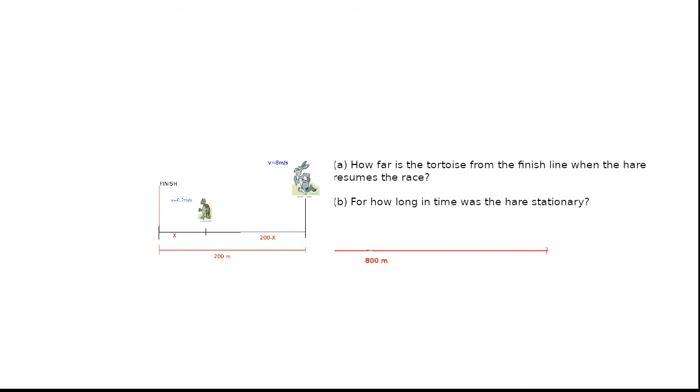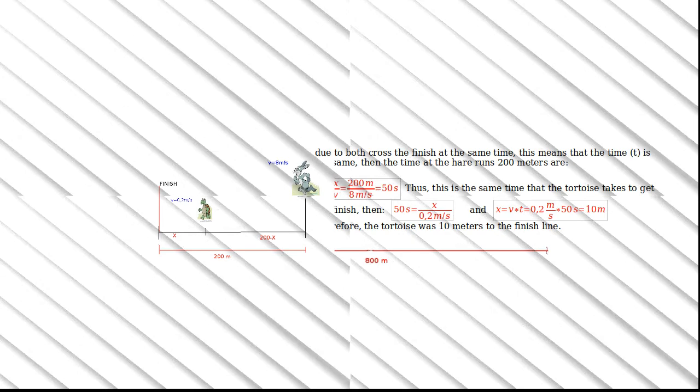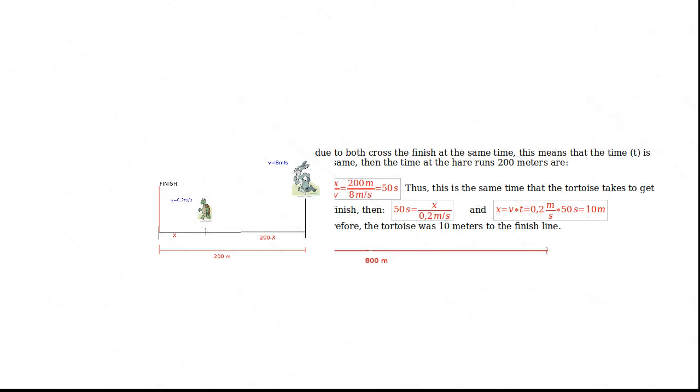To resolve this problem, we need to think about the final situation, when the hare came to the race again. In this moment, the time passes and the tortoise and hare run to the finish. Because both cross the finish at the same time, this means that the time, t, is the same. Then, to answer the question, how far is the tortoise from the finish line when the hare resumes the race?